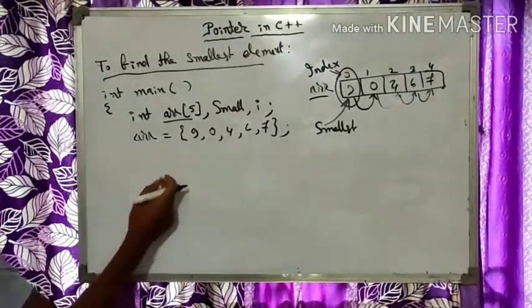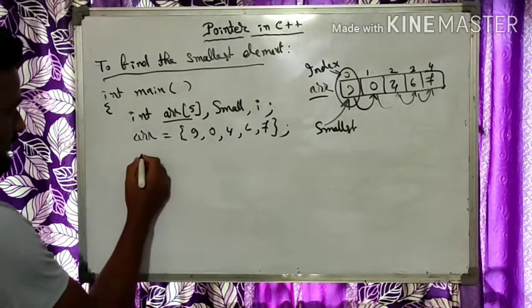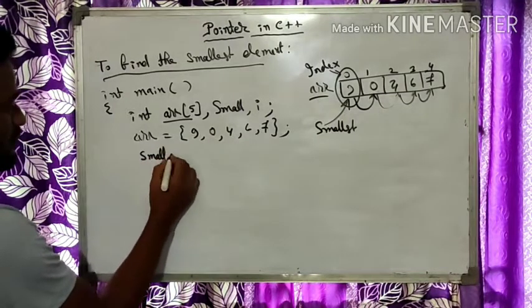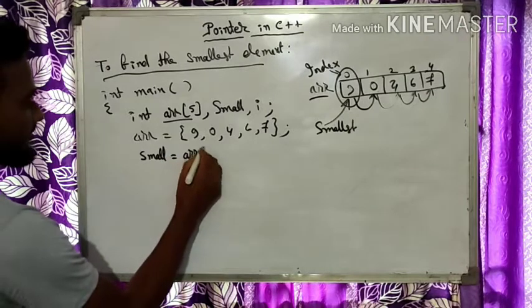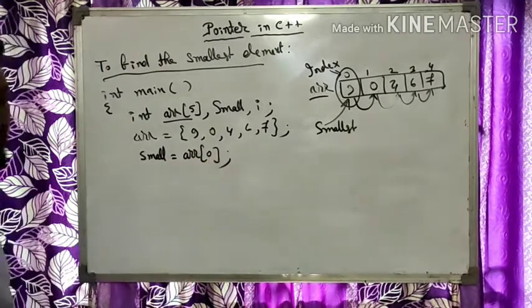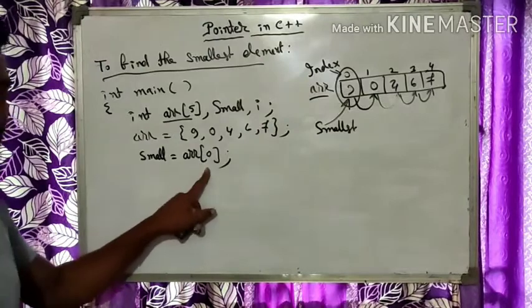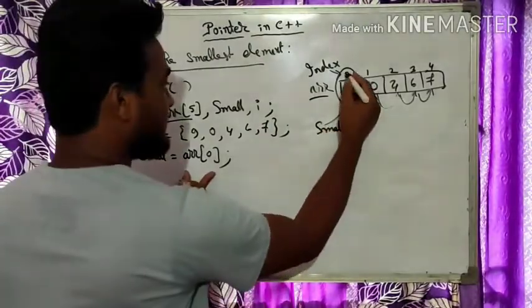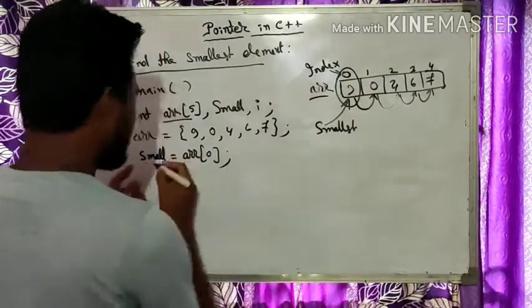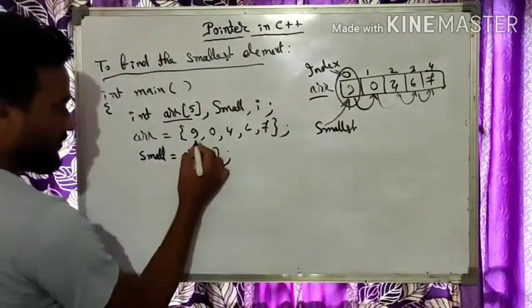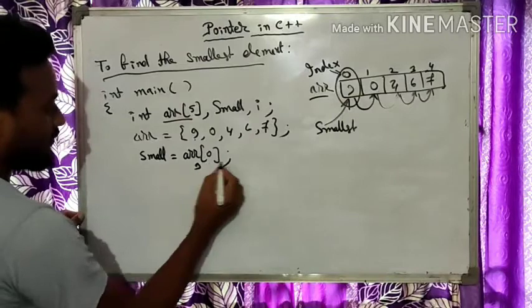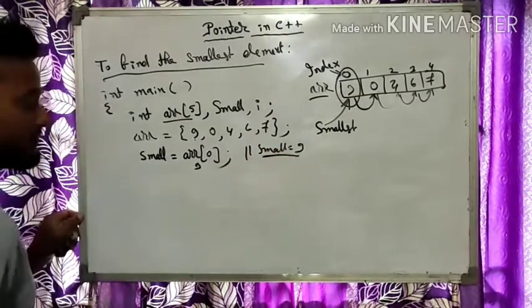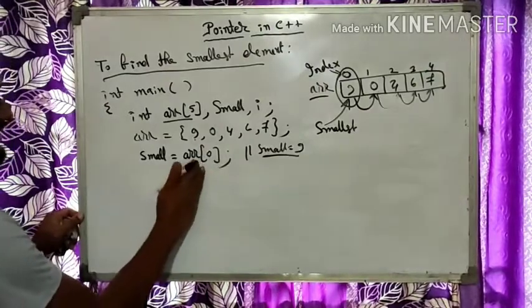Now let's take small equal to arr[0]. Small equal to arr[0]. In this case you can see we are assuming this element at index 0, that means the first element, as the smallest. Here the element is 9. That means small equals 9 here. We are assuming that 9 is the smallest element.